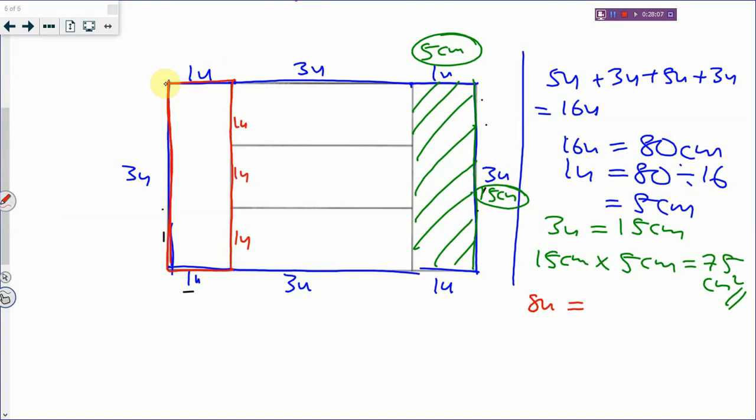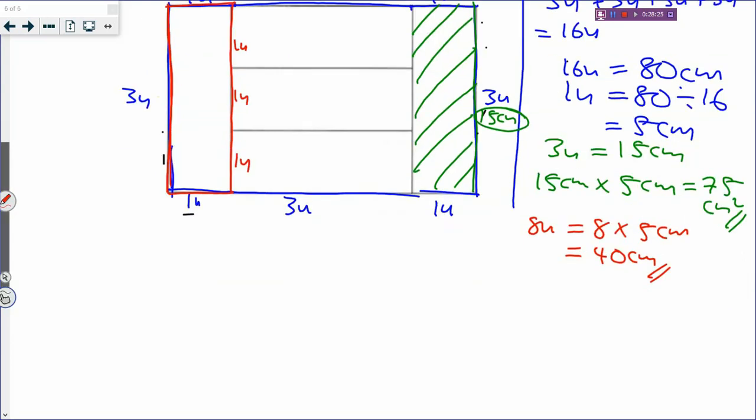So 8 units will be equal to how many? So if 1 unit is 5 cm, so 8 times 5 cm, because 1 unit is 5 cm, that will be 40 cm. So the perimeter of one small rectangle is 40 cm. And that's how you solve the problem.